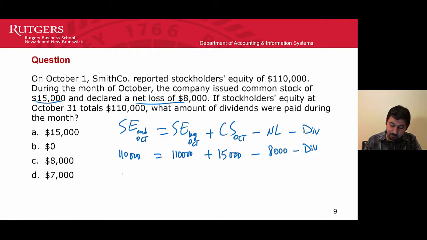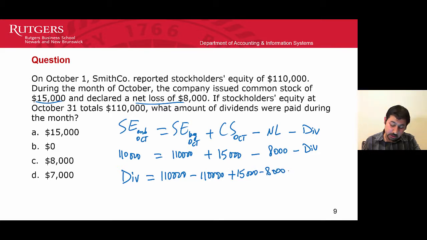So if we move dividend to the side, it is equal to 110,000 plus 15,000 minus 8,000 minus 100,000, and the answer would be 17,000. That would be D. As you can see, it is very easy to understand. Once we understand how this formula was derived, we can easily use it to calculate common stock that was issued during that month. We can use it to calculate net income or net loss during that month.